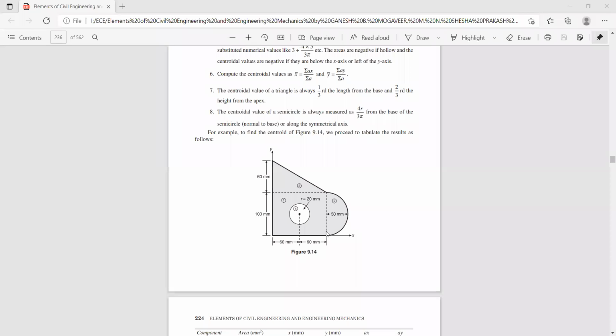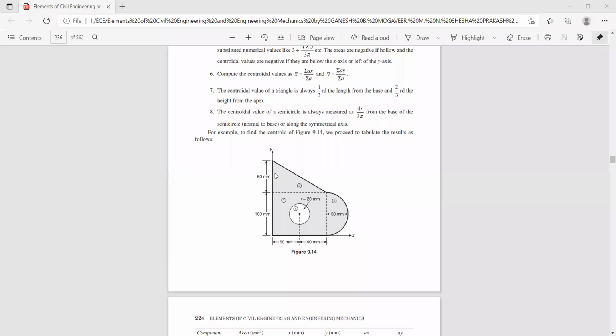Now you have a rectangle, a semicircle and a triangle, and inside this rectangle you have a circle of radius 20 millimeters. Here you have to locate the centroid of this whole area, and you have to exclude this circle from the entire figure. So we need to find the values of x bar and y bar.